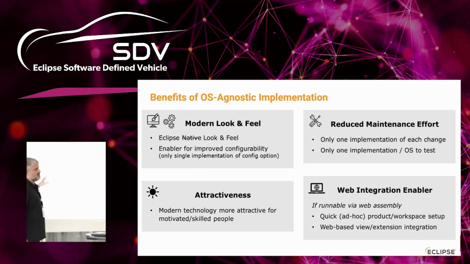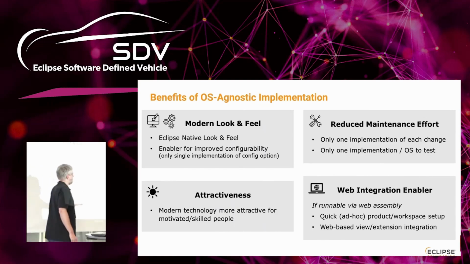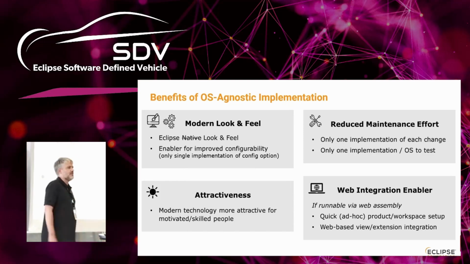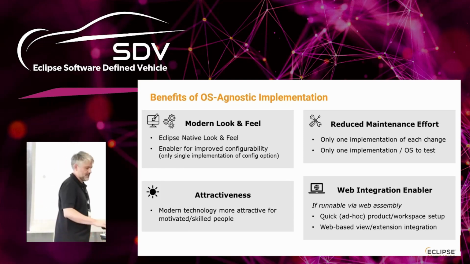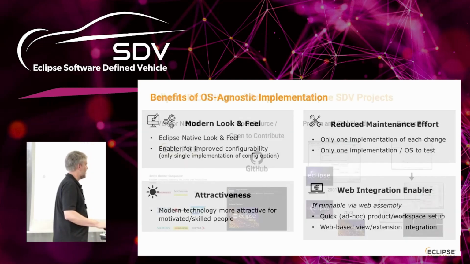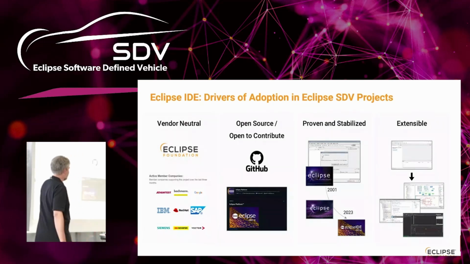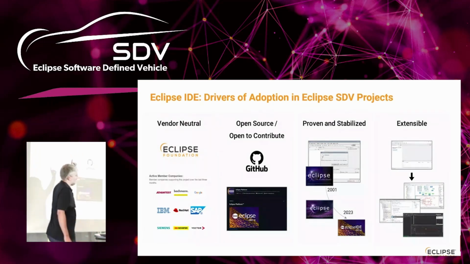What we expect from this: we would like to get a more modern look and feel, and an enabler for more configurability, so that you can build your product and it can look like your own on all operating systems. We would like to attract more people with modern technologies. We would like to reduce the maintenance effort, and then try what we can do with web integration to run on different targets. And with that outlook, I would like to end our presentation. Sorry, not yet, just one last slide.